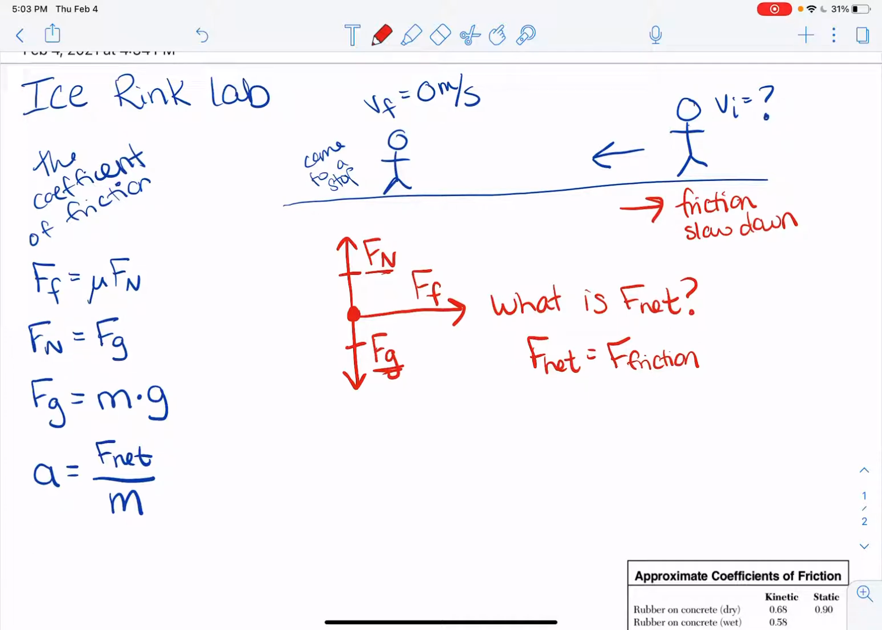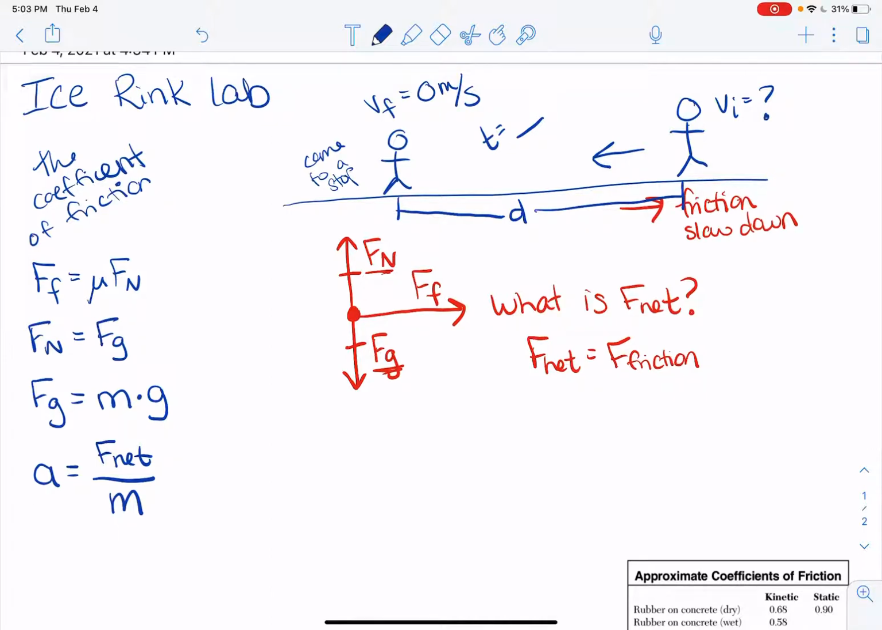Okay, but we don't know acceleration. But we do know that V final is 0. We know in the video we can measure a distance that the person is sliding. We can measure the time the person is sliding. So these are things we can measure in the video to help us find acceleration.